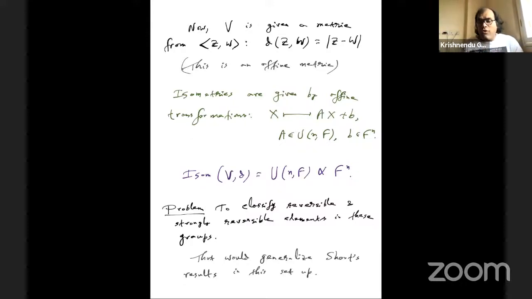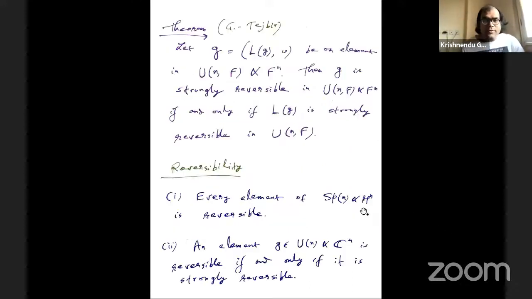And the isometry group of (V, d), this metric space, is the semi-direct product of the unitary group over F with F^n. Now our problem is to classify reversible and strongly reversible elements in these groups. Now this would generalize Short's result in this setup. Now here is a recent result that we have proved.